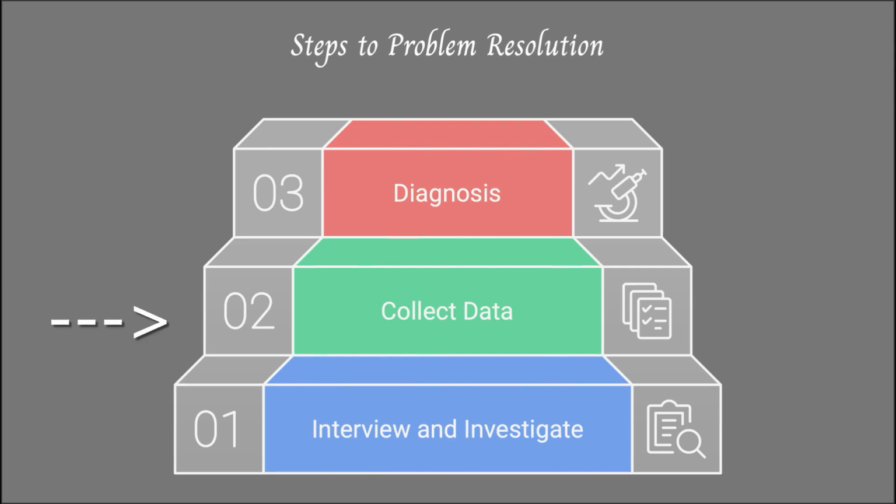Step 2. Collect data. This step involves gathering quantitative and qualitative information to better understand the problem. Based on the findings in Step 1, methods might include reviewing records, collecting data, conducting audits, or analyzing reports. Comprehensive data collection helps uncover patterns and ensures a robust basis for diagnosis.